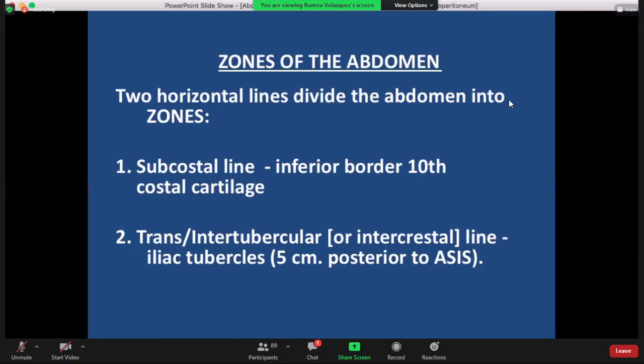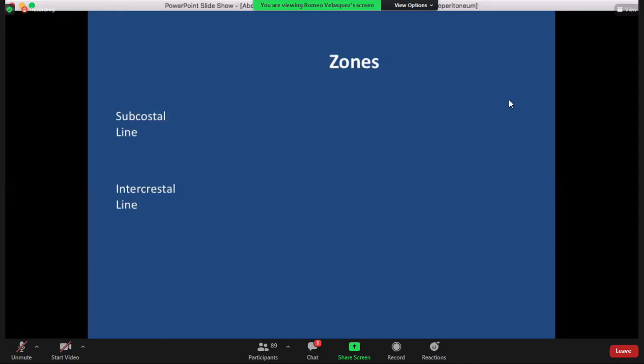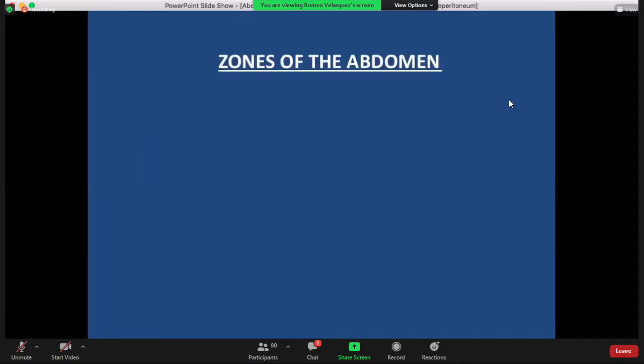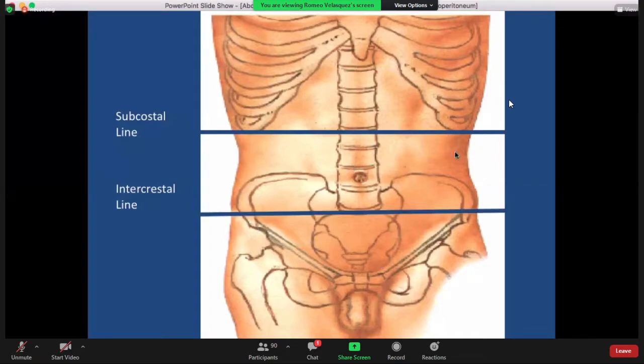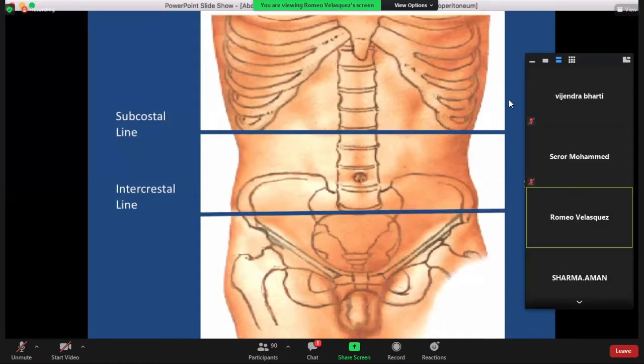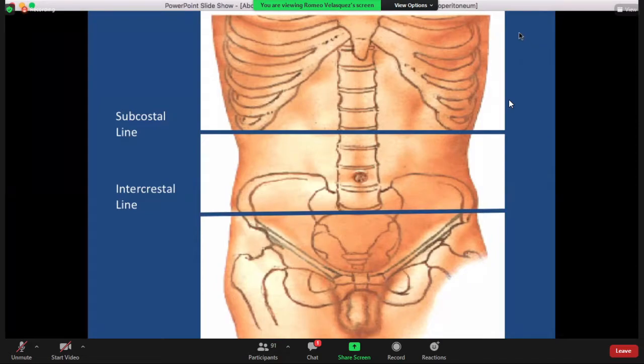Okay. Oh, sorry about that. Oh, I lost my photos for this. Okay, sorry about that. But that's the subcostal line and then the intercrestal line. Okay. Something's wrong with this slide projection. Okay. So there you have it.